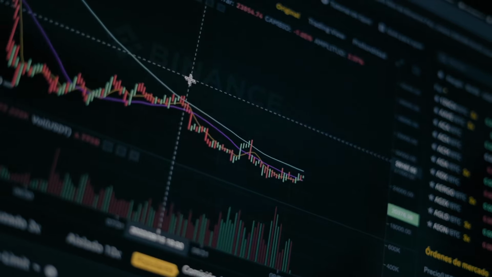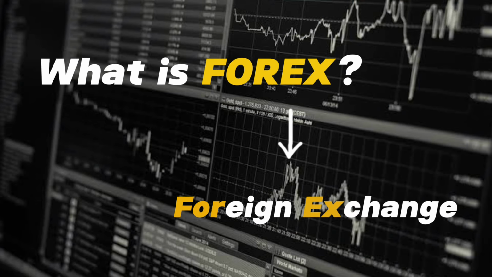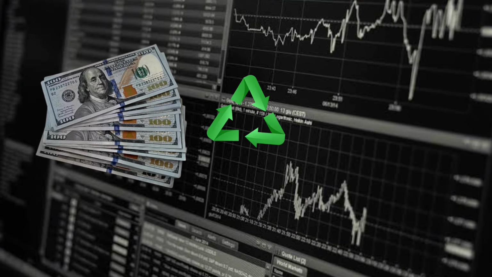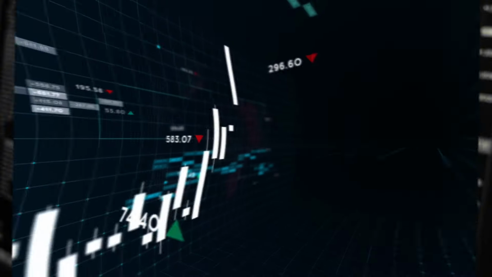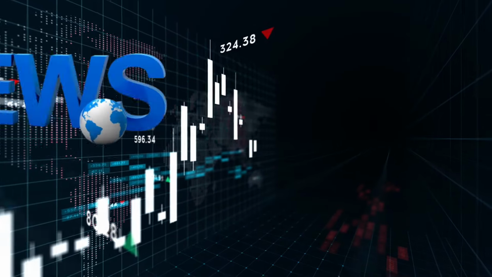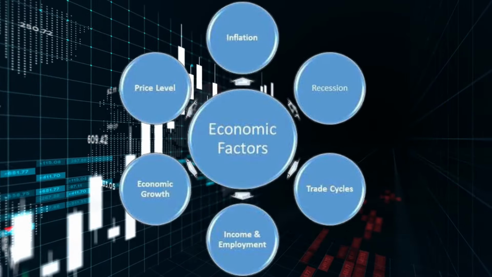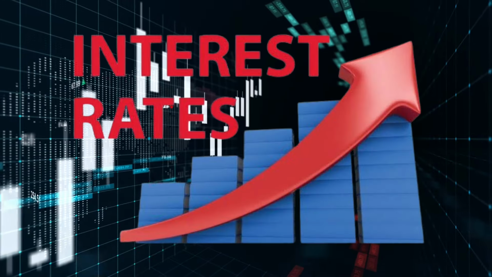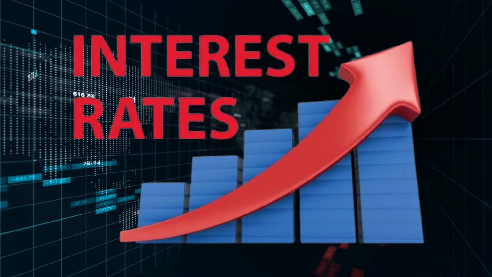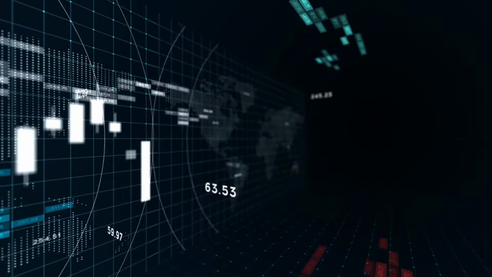We also provide informative education on how to trade the forex market. So forex trading stands for foreign exchange. It involves changing currencies based on their fluctuation in price. Different news, economic factors, geopolitical events, monetary policy, and interest rates affect how prices weigh against each other.